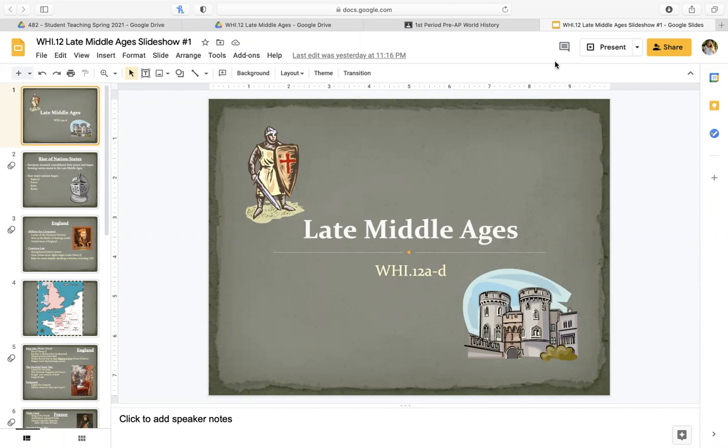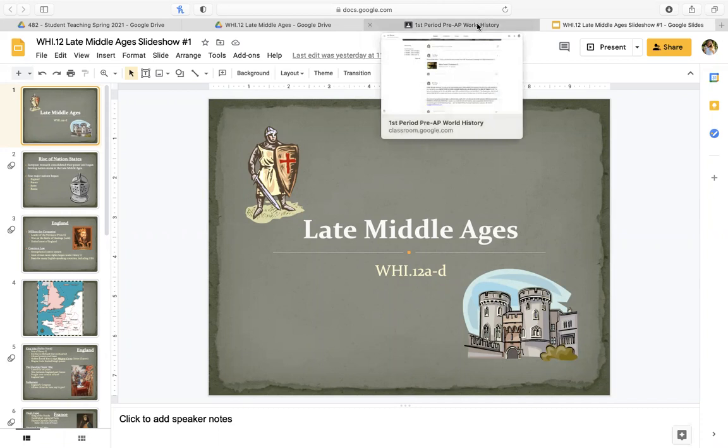Today, we are going to be talking about the late Middle Ages, remembering that we've already learned about the early Middle Ages and the feudal society and the manor system. But today, we will be going into the latter half of the Middle Ages.